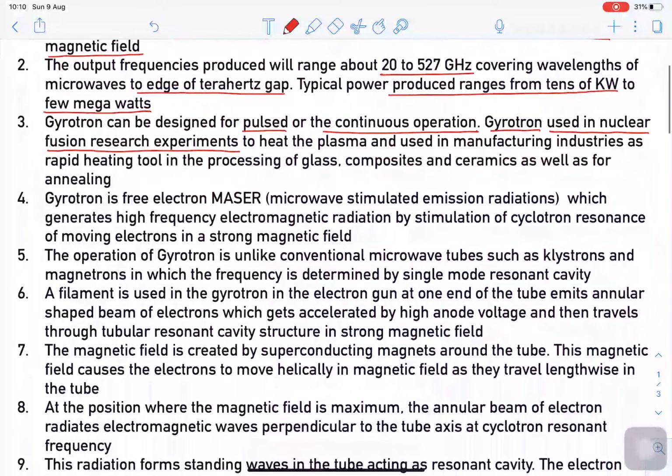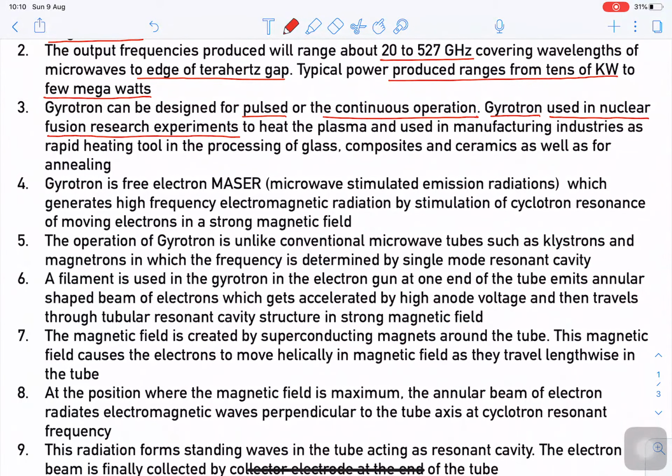So what is a gyrotron? Gyrotron is a free electron maser. Please remember this tube is very different. It is an electron maser. Maser stands for microwave stimulated emission of radiation. We already know the laser mechanism, where we make use of light. But if we replace the light with microwaves, it becomes a maser. So maser is nothing but microwave stimulated emission of radiation.